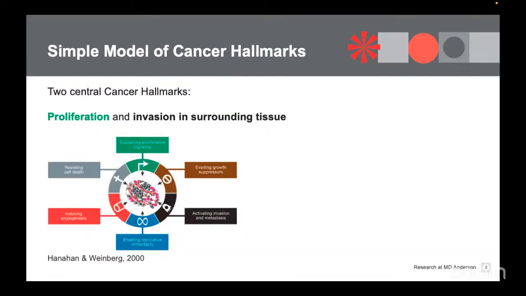Now, what dynamics am I talking about? If we look at the cancer hallmarks as published in 2000, I do know there are a couple of newer versions already, and it's 12 or 16 now. I actually don't know, but I guess we can all agree that proliferation and invasion into surrounding tissue are two important key dynamics that form cancer hallmarks. Luckily, we can model these quite easily.